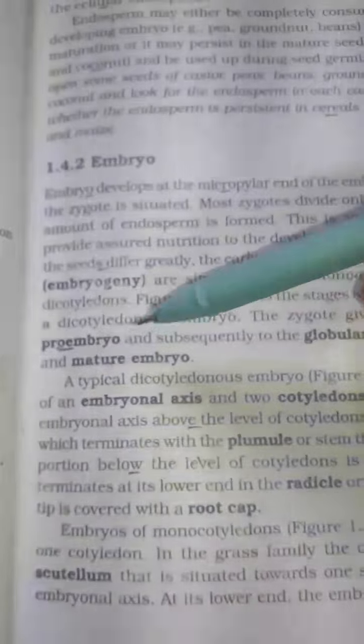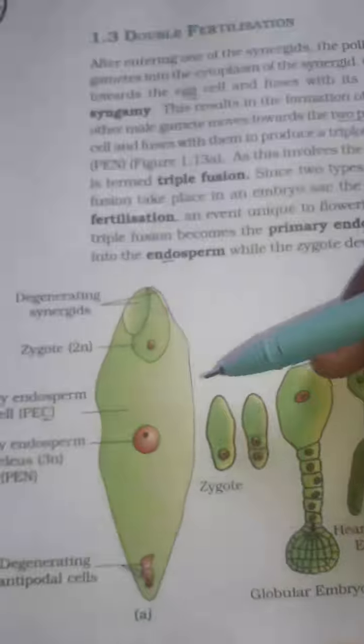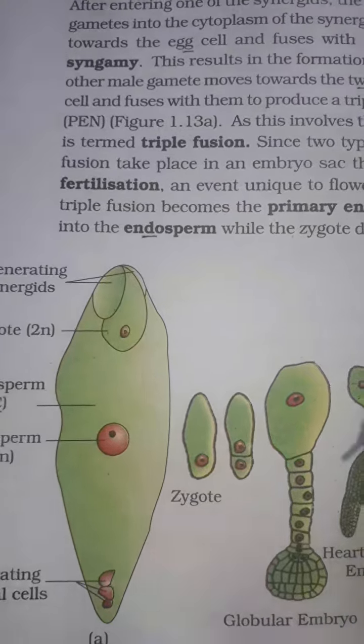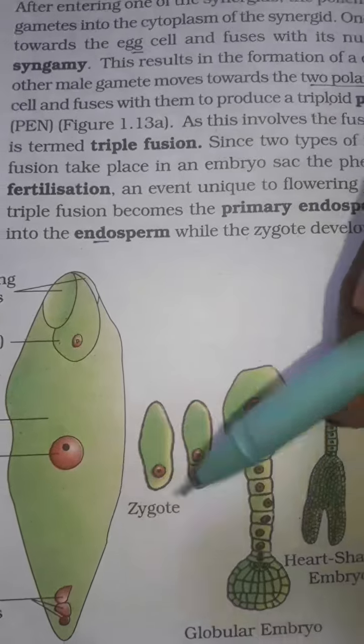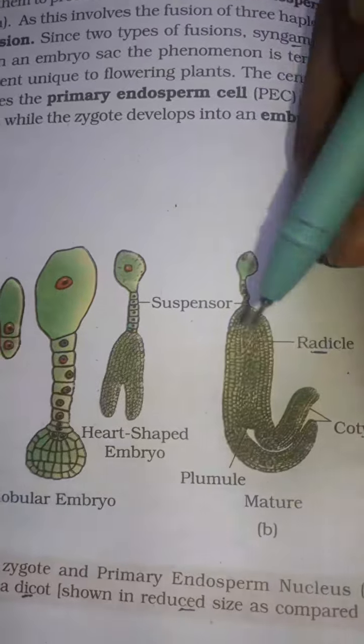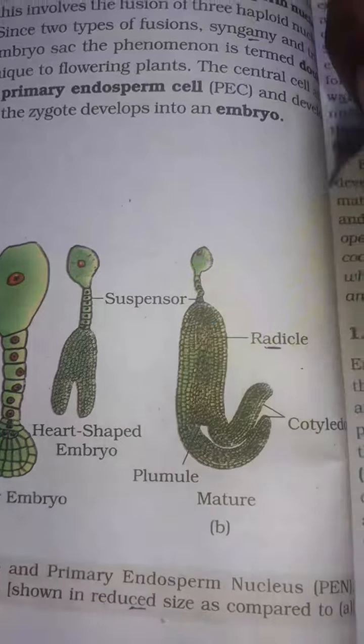The zygote gives rise to the proembryo and then subsequently to the globular, heart-shaped, and mature embryo. So this is the proembryo. Then, no, this is not the proembryo. Zygote, proembryo, globular, heart-shaped, and mature embryo; it has the suspensor cell.